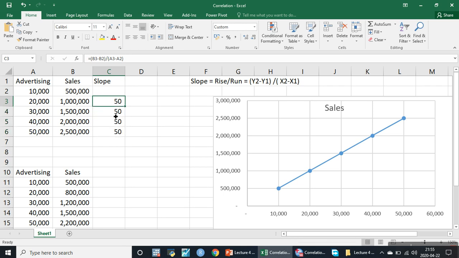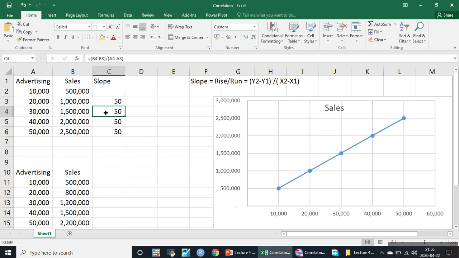When the slope is constant, we can say that there is a proportionate change between variables, and it means there is a perfect positive relationship. Whenever the x changes, that is, if the advertising increases by 1 rupee, the sale will increase by 50 rupees, and the slope is constant for all values of y2 minus y1 divided by x2 minus x1. This is the slope. How have we calculated this? This minus this divided by this minus this.